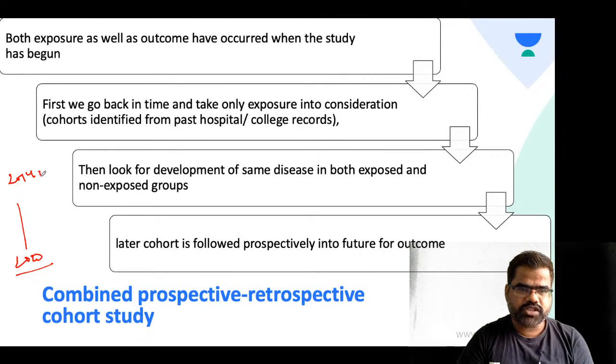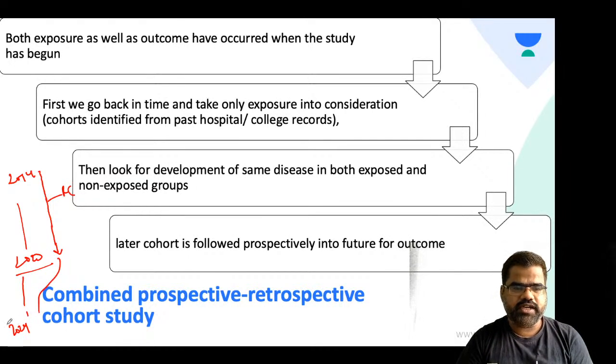And from here you start following up the students. So this is a retrospective cohort up to 2020, and from 2020 I'll do a follow-up till 2024. From here you are doing a forward-looking study, trying to follow up till 2024. So it is a prospective cohort.